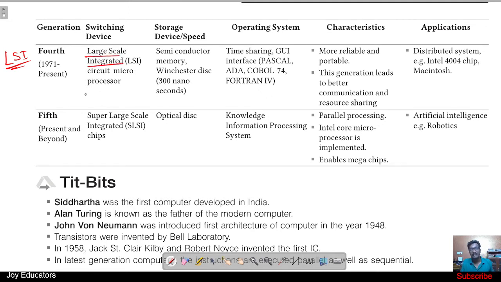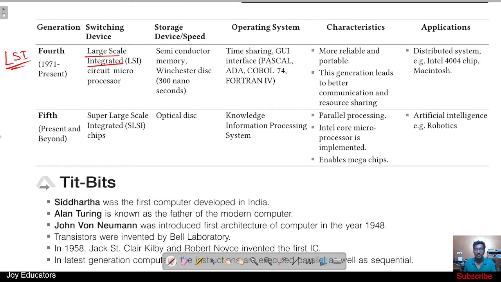Large scale integrated circuits are being used for the circuit microprocessing. So here it is, from 1971 to the present. I'm using an i5 processor, so my generation is the fifth generation. There are different generations right now; there could also be a seventh generation, eighth generation.